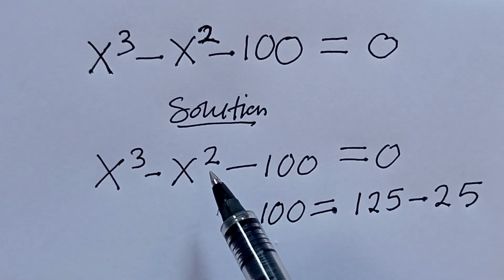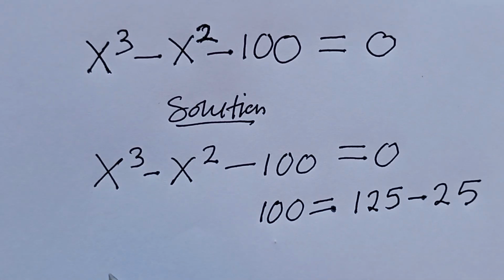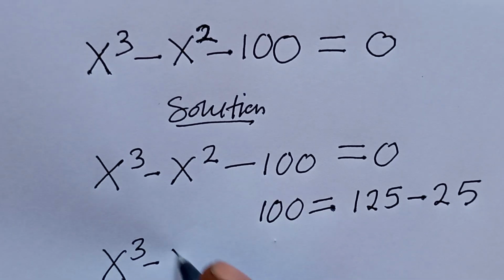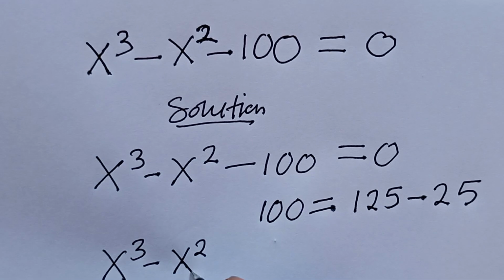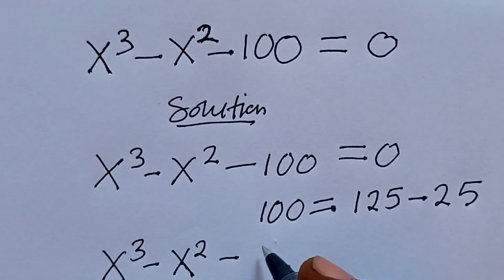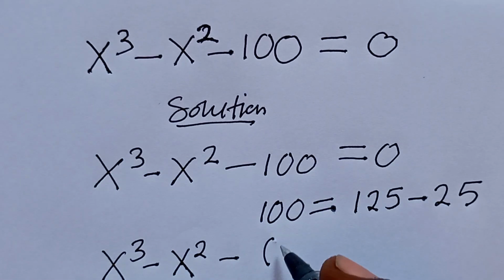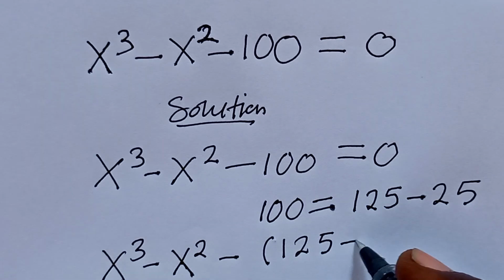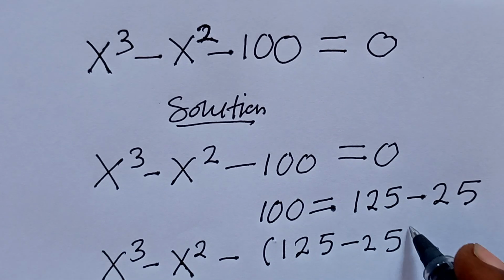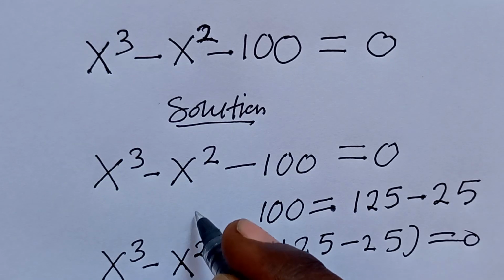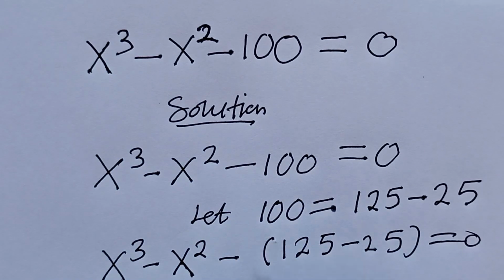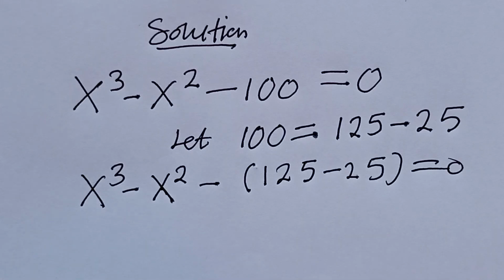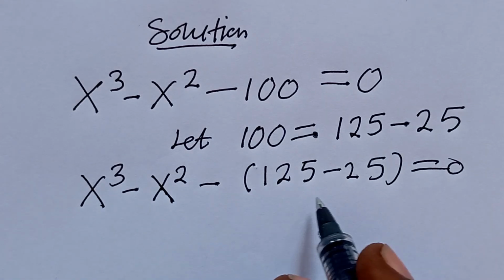So let's substitute this here such that we are going to now have x cubed minus x squared minus our 100 is (125 minus 25) equals 0. So we are letting our 100 be this. Since this is what we are doing, now let's open up this bracket.